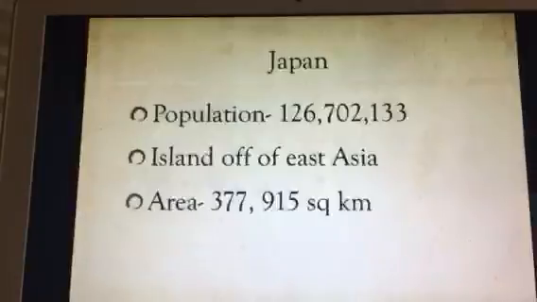To start with, we're going to talk about the location of Japan. The population of Japan is 126,702,133. It is located right off the east of Asia, and it is an island surrounded by the Pacific Ocean and the Sea of Japan. It has an area of 377,915. Japan is slightly smaller than the state of California.